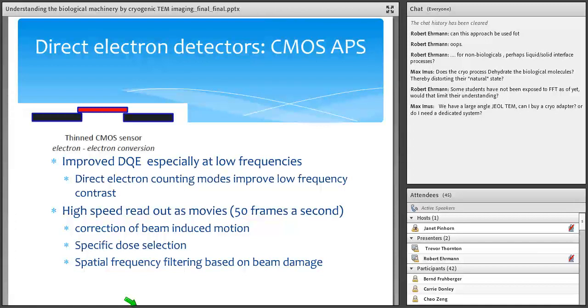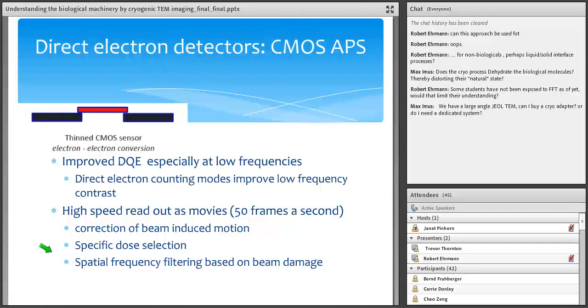And the other thing we can do now is specific dose selection. At the beginning, I said we needed 10 to 30 electrons to have high-resolution information preserved in our images. Now we can actually decide the best frames that have that dose and select just those frames from a much larger movie that may have 100 electrons per angstrom squared total dose in it. So we can really see the molecule quite well, so we can identify them. So we can select the best images that you need.